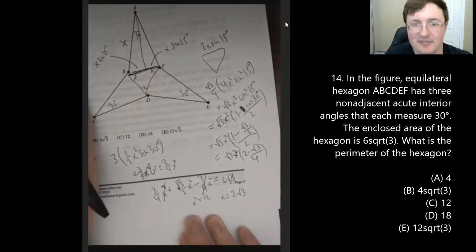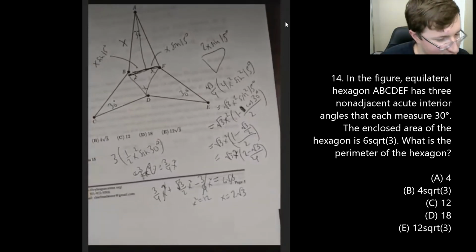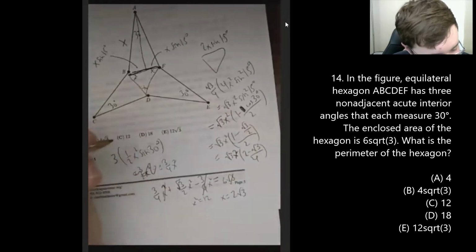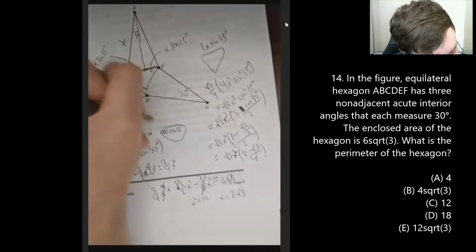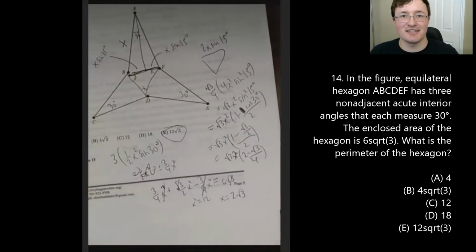I don't have an 18 root 3 option. Or wait. Okay, no, it's 12 root 3. Okay. Yeah. Okay, 12 root 3.